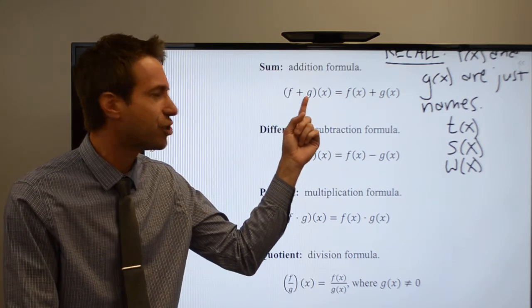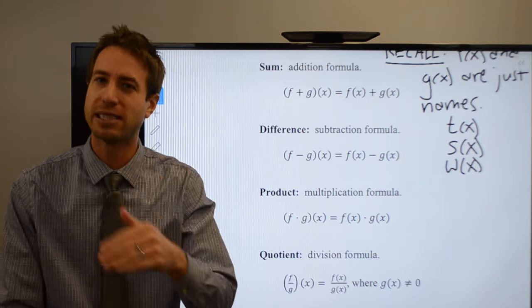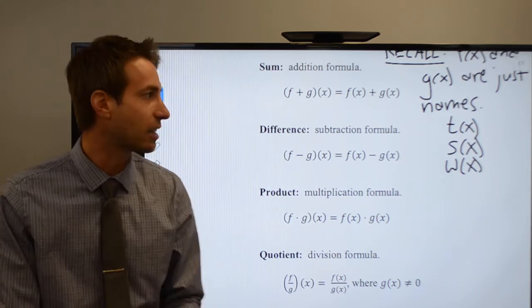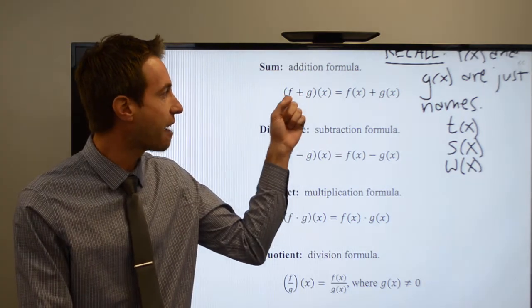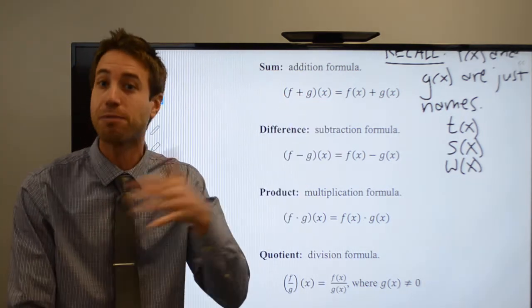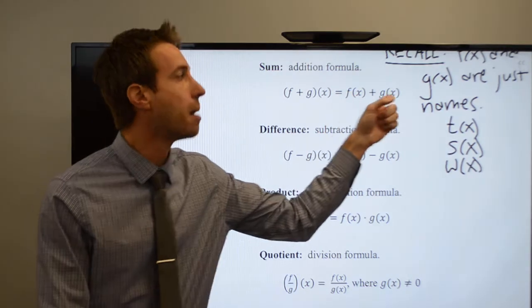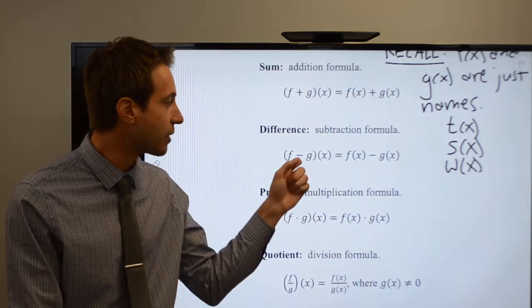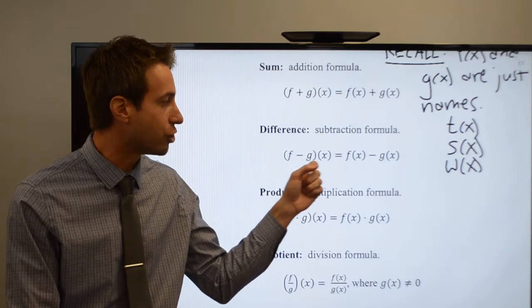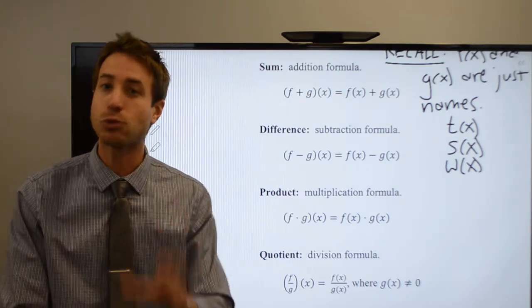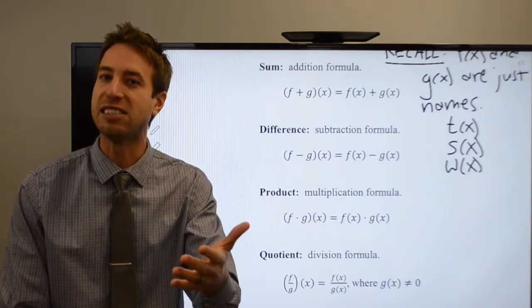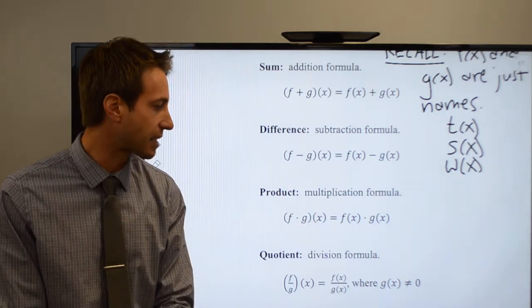You want me to add f and g? No, remember it's function notation. So another way we might write it that'll make a little bit more sense, right? This (f plus g)(x) means f of x plus g of x. Add the function f of x to the function g of x, right? Down here, we have (f minus g)(x), which is just simply f of x minus g of x, right? Means the exact same thing.